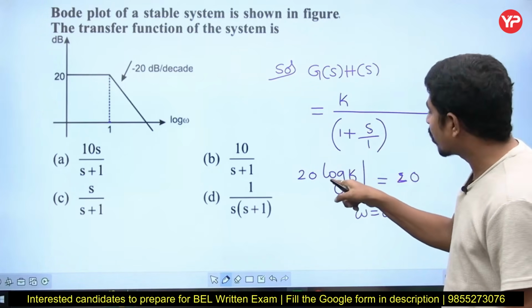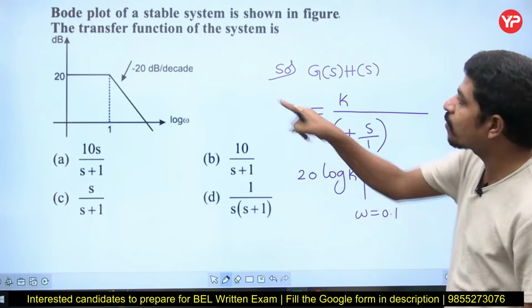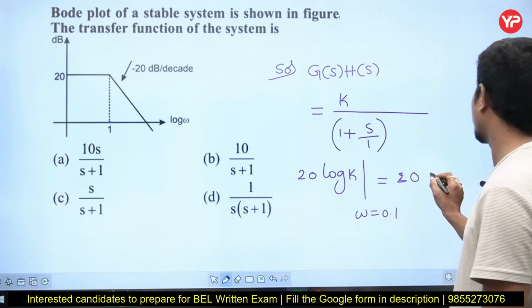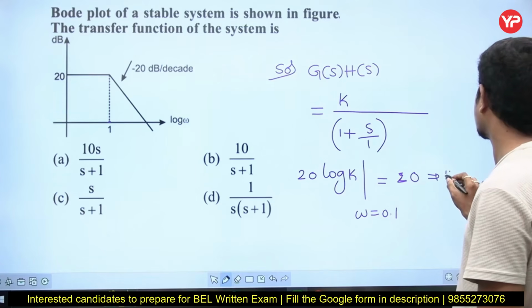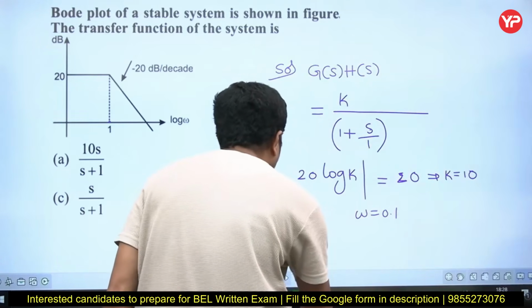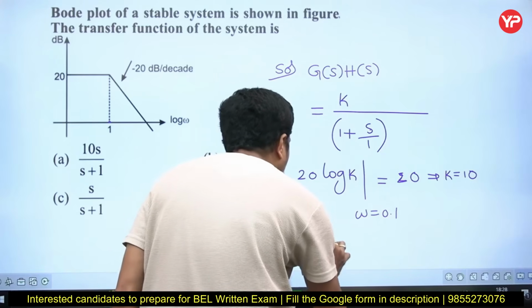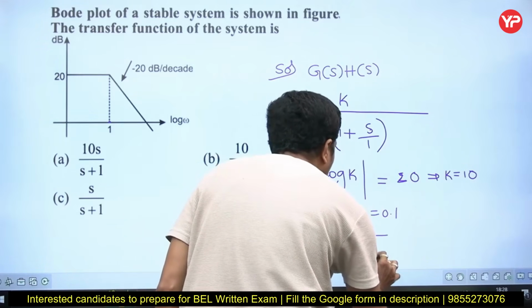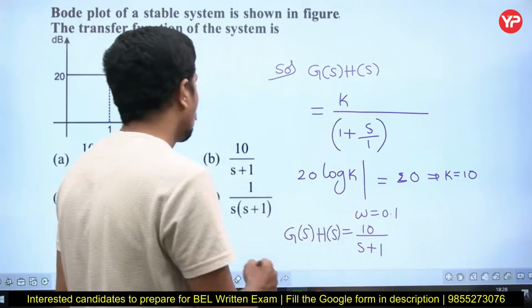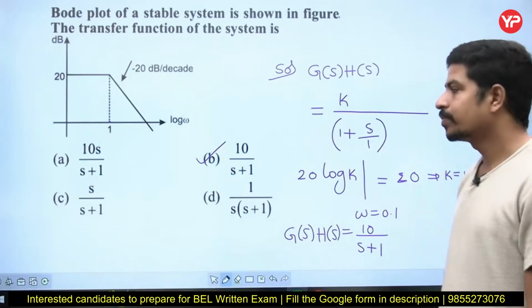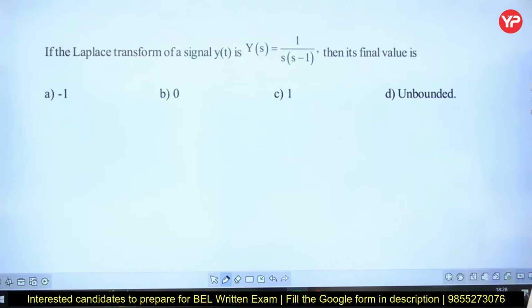So what is the magnitude in decibels? 20 log K is equal to 20. So from this I can say that K is equal to 10. Then what is your transfer function G(s)H(s)? It is equal to 10 by s plus 1. Option B, B for Bombay. Option is B, right? Next question, please.